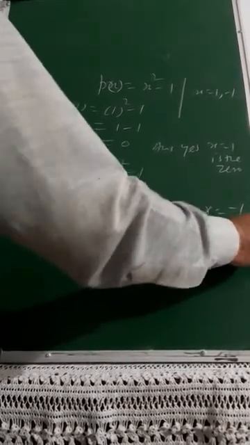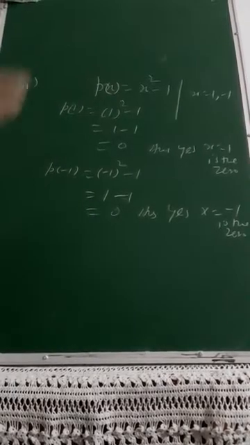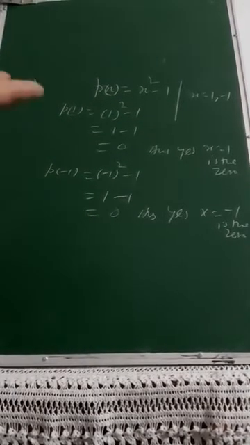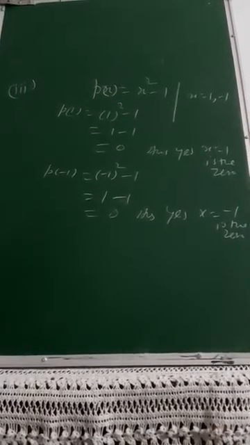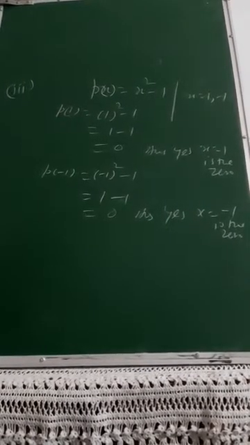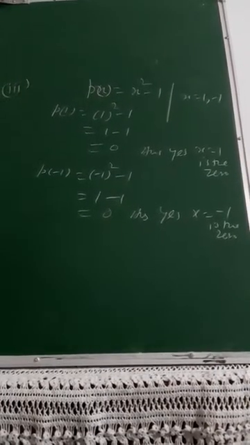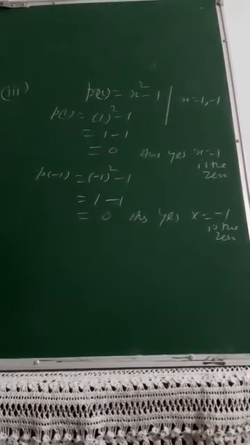Every time this is not going to happen, that both can be zeros, but I said that a maximum of 2 zeros can be there for degree 2. So where both are making the result equal to 0, that's why x is equal to 1 as well as x is equal to minus 1 are the zeros of this polynomial.